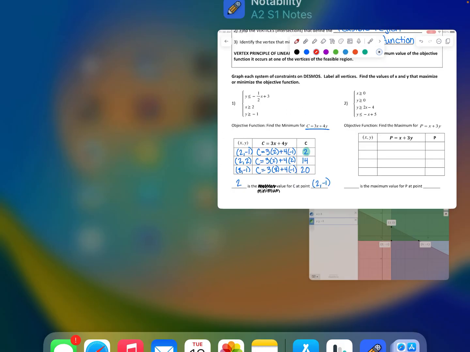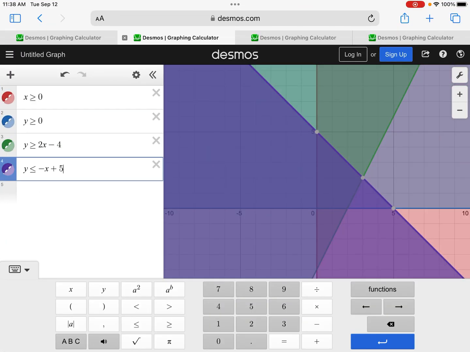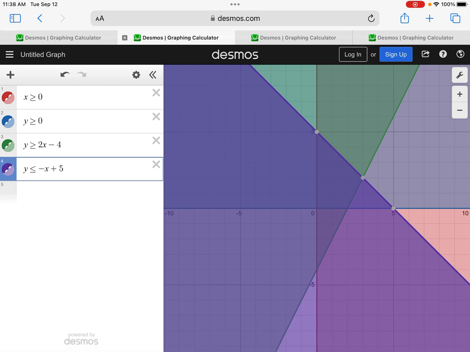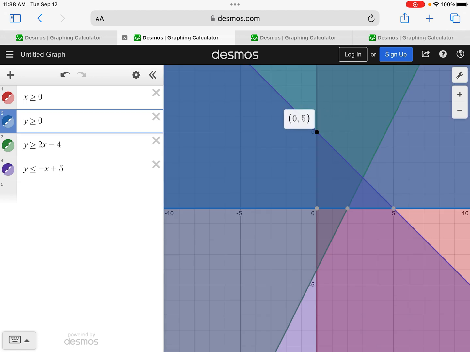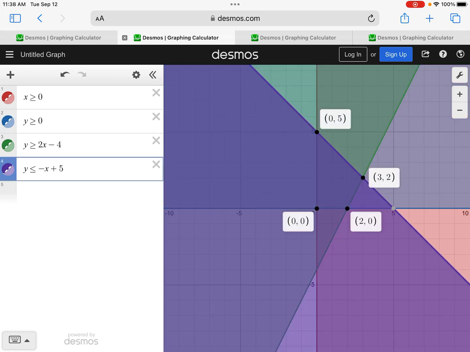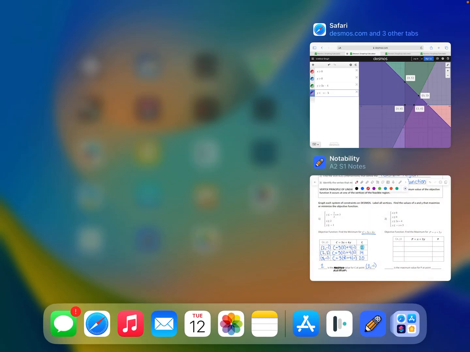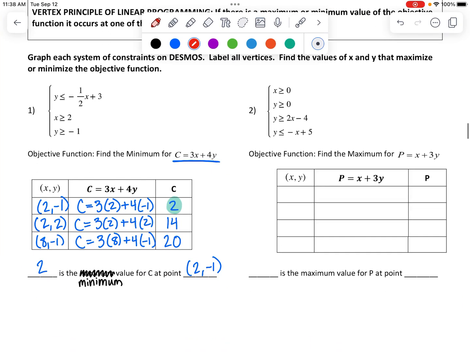So we're going to do the same thing. I'm going to go ahead and go to my Desmos. I have these typed in here so I can see my system of inequalities. And I'm going to click on each vertex so I can see where they are. I kind of think of it as they're forming this shape in the middle, where they're all crossing each other. So if you have 4 lines, you're going to have 4 vertices. So I have my ordered pairs (0, 5), (0, 0), (3, 2), and (2, 0). So I'm going to go back to my notes. I'm going to go ahead and fill in my ordered pairs here.